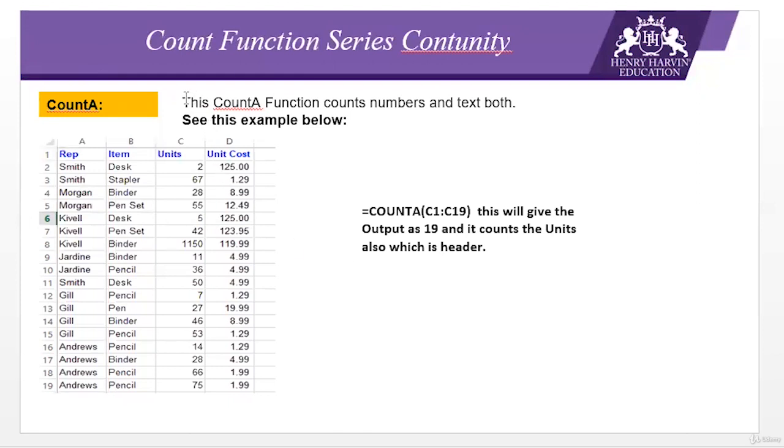Now you can see the second example, count A. Count A means it will count all, either numbers or text. You can see the same range I have selected, that's why the output is 19. It counts the units also, which is the header. This is also clear. Count A means count all.